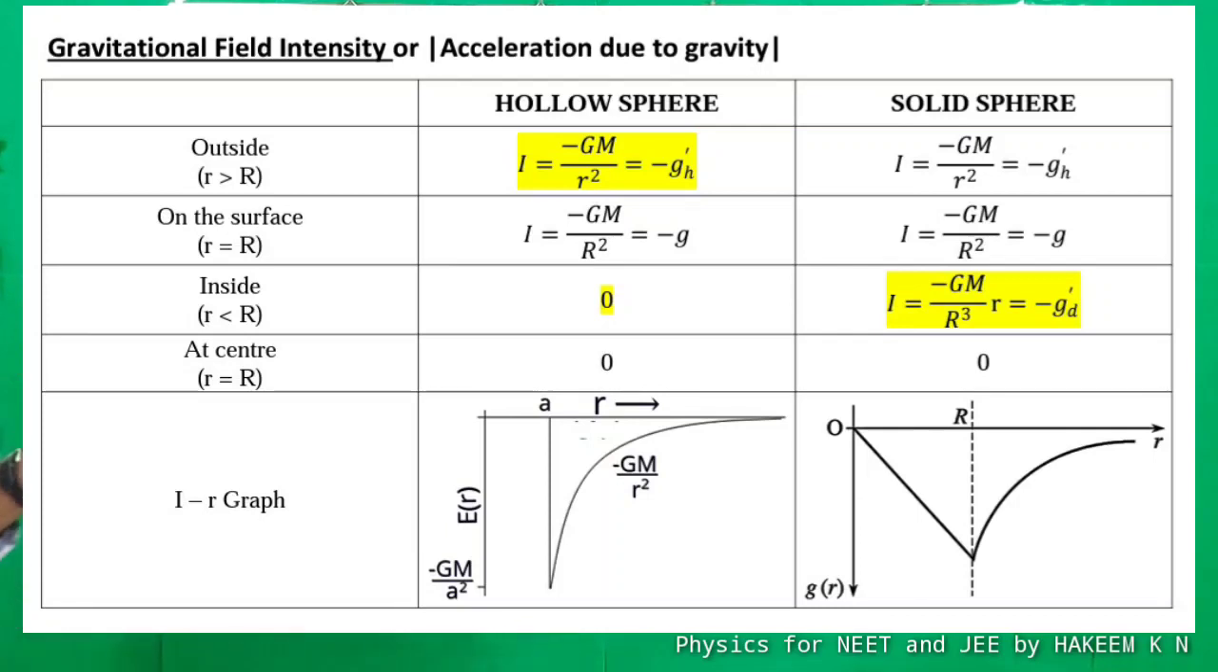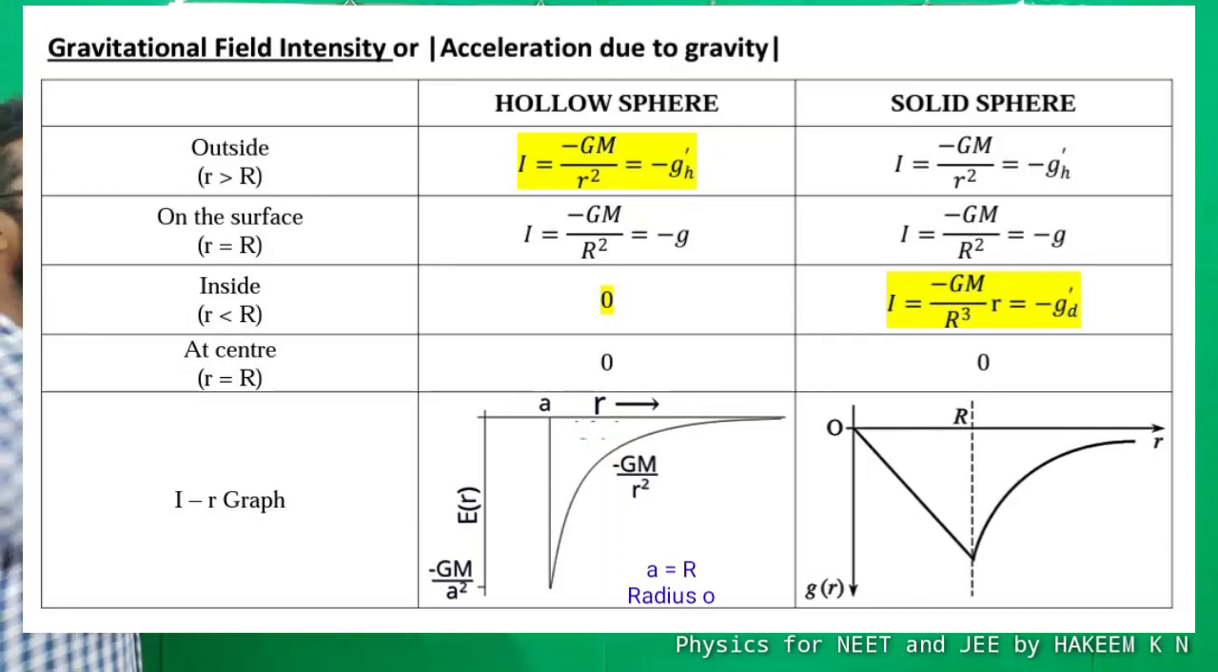Then inside the hollow sphere there is no mass. So gravitational field intensity is 0. At the center also gravitational field intensity is 0. So we can say outside the hollow sphere gravitational field intensity is inversely proportional to r square. So you can see the graph. The graph is given in the negative, because gravitational field intensity is negative. Inside there is 0, inside there is nothing.